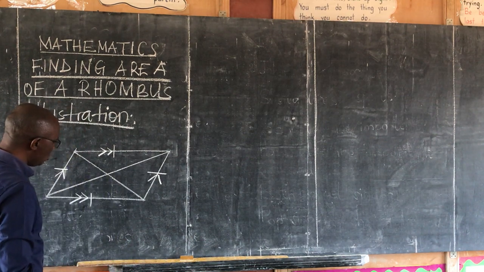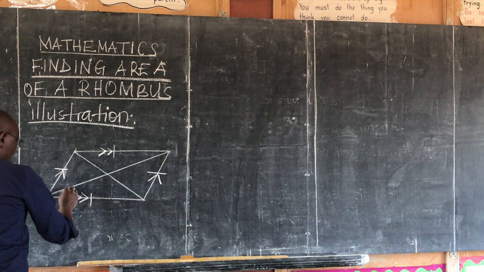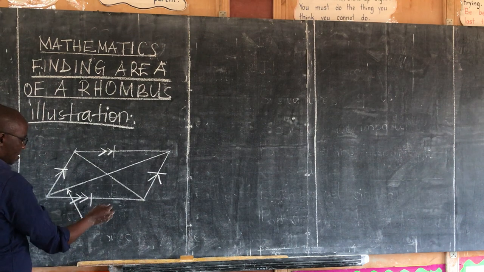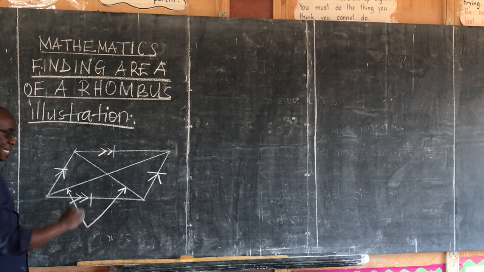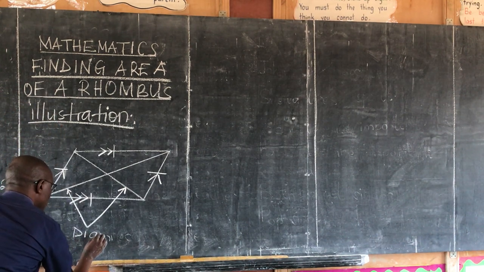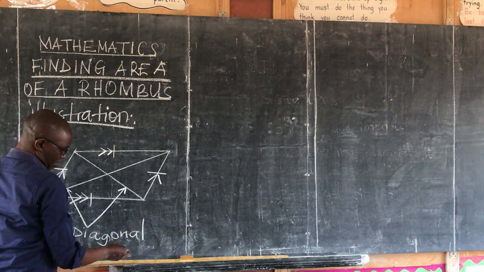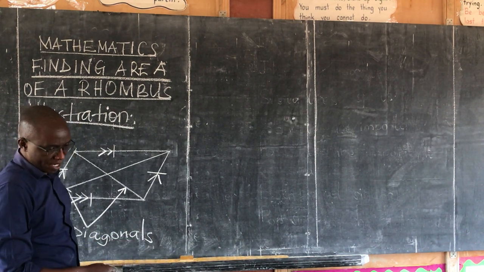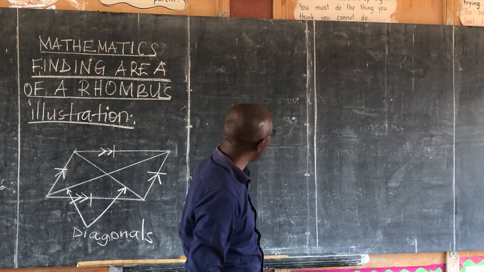These are the diagonals. That one and this one are what we call the diagonals of a rhombus.